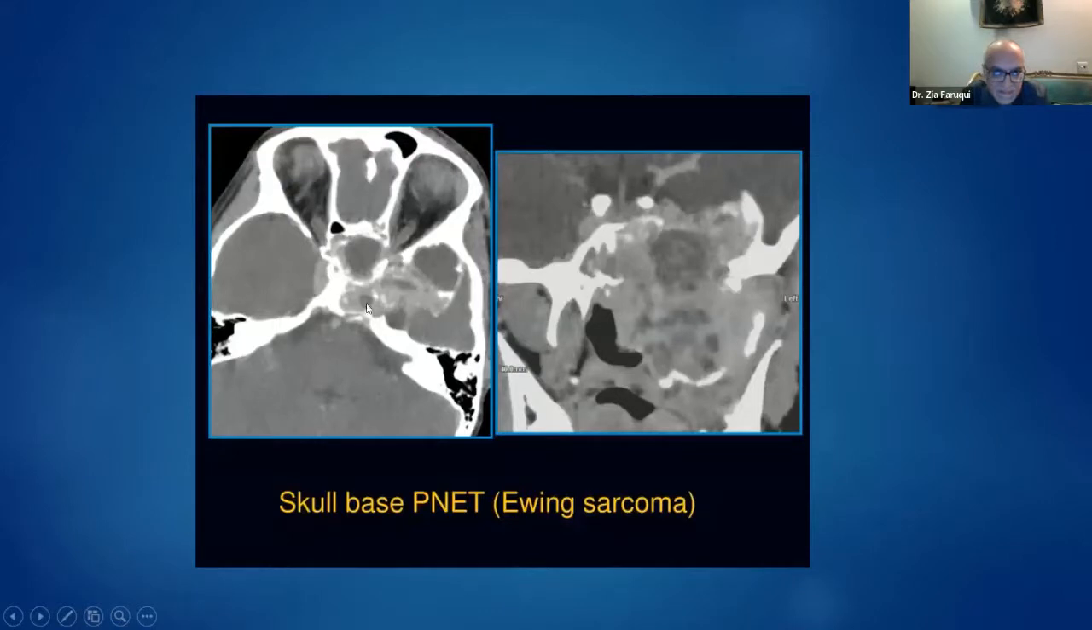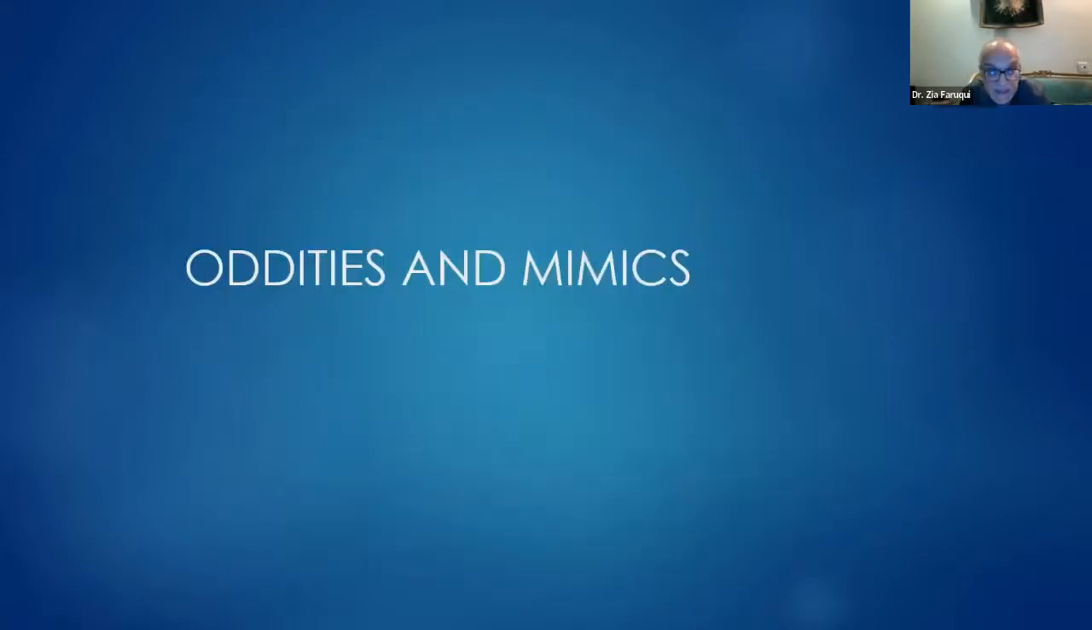Tumors, again, this is a PNET, could be anything at all, any malignant tumor which has completely destroyed the skull base, extending intracranially, and so it turned out to be a PNET, but could have been anything else.